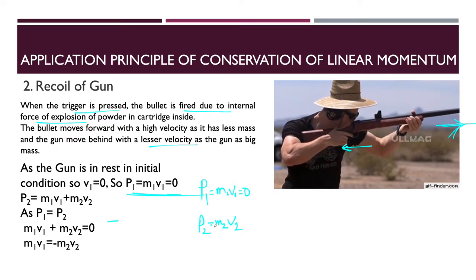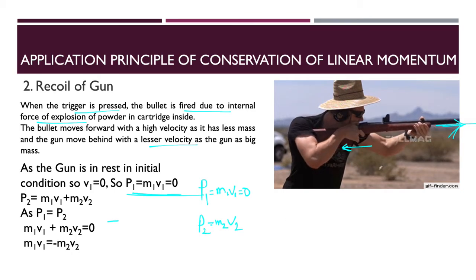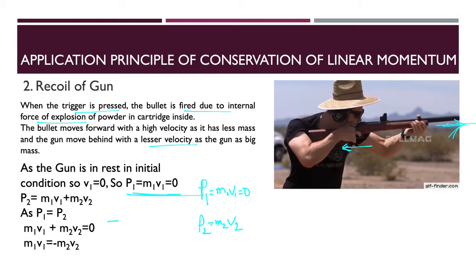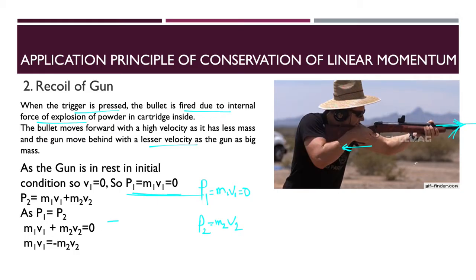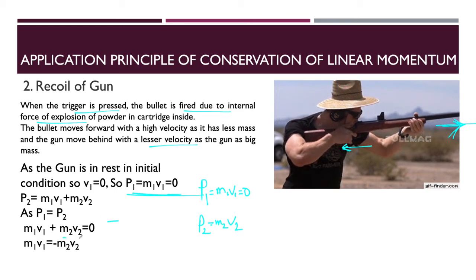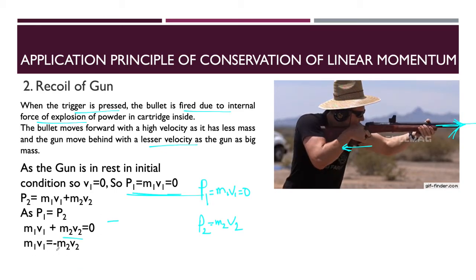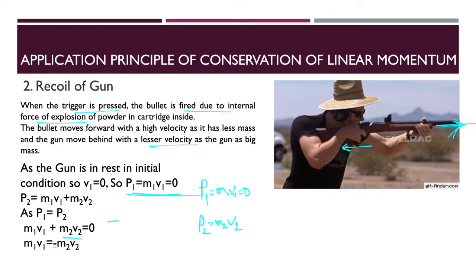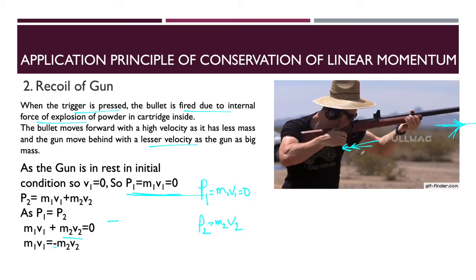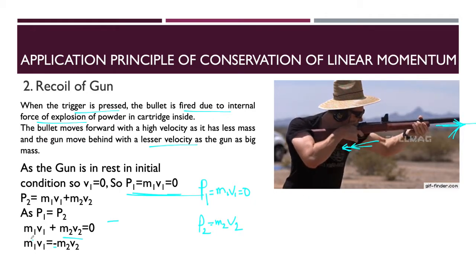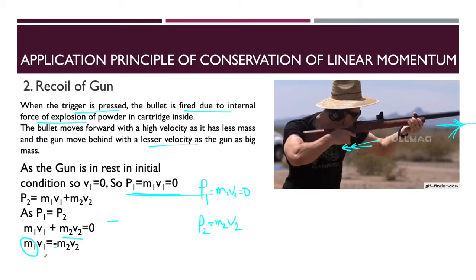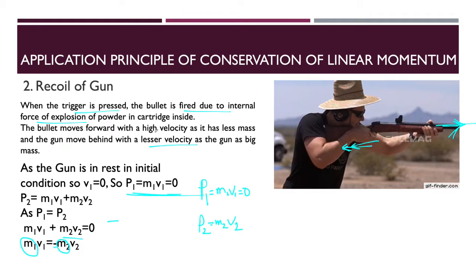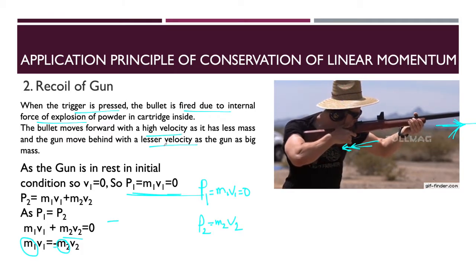And P2 means there will be two kinds of motion. The bullet will go with M1 V1 and the gun will come backward with M2 V2. So there will be the same force, okay, but only the negative sign will be there. That's why the gun is coming in the backward direction. But here the mass of the gun is bigger and the mass of the bullet is lesser. So that's why the bullet is getting higher velocity and the gun is getting lesser velocity.